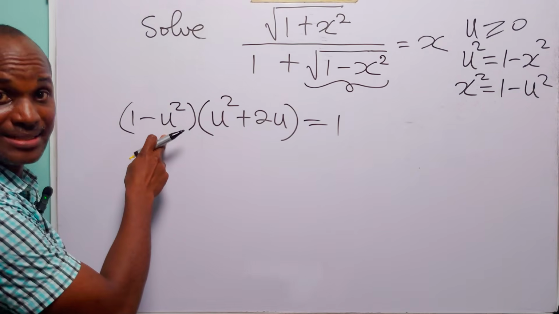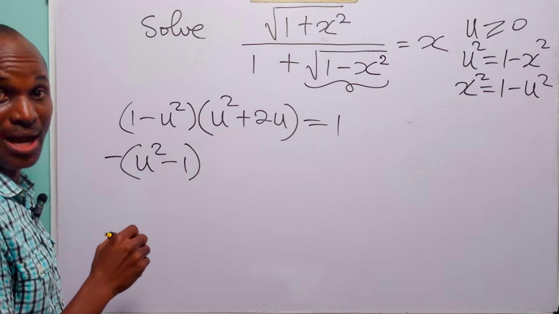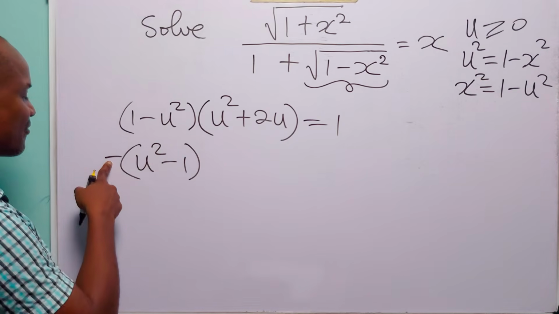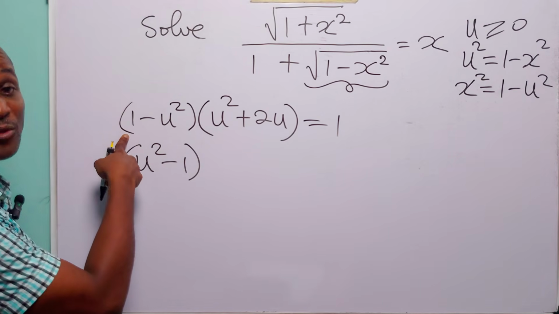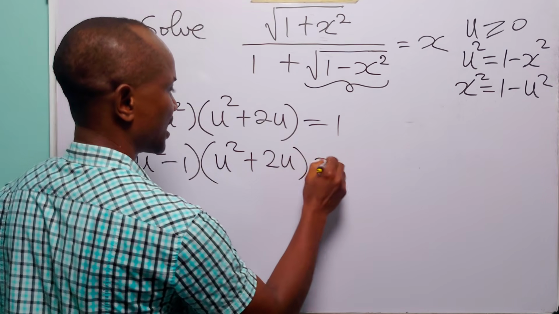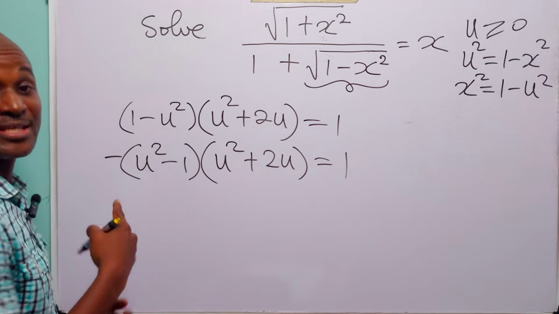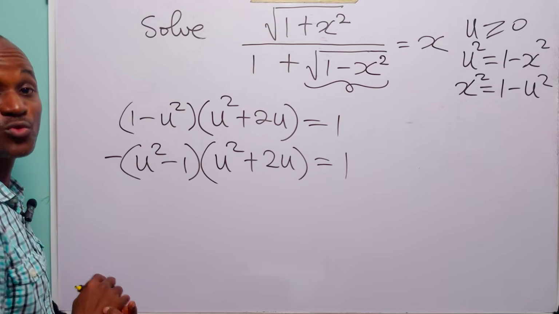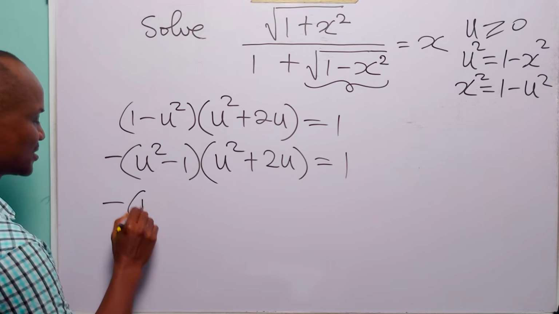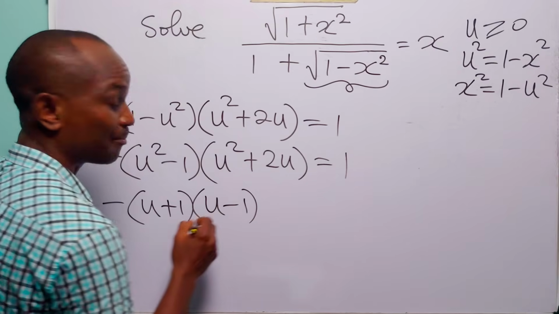But now you know that we can write this bracket as minus u squared minus 1. Because when we expand this, we have minus u squared, which is what we have here, and we have minus 1, which is equal to plus 1. Now here we still have u squared plus 2u, and of course this is still equal to 1. But when you look at this, once more, you're going to see the difference of 2 squares, because of course you know that 1 squared is equal to 1. So we can write this as minus u plus 1 multiplied by u minus 1.